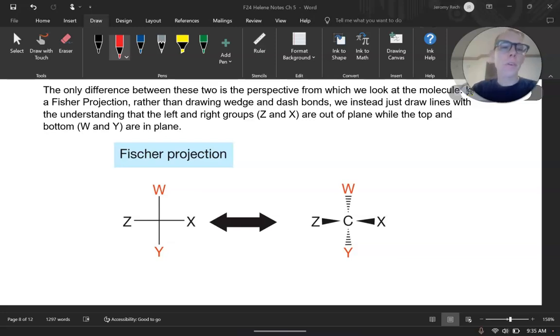In this next video, we're going to talk about this idea of a Fisher projection. Much like how a Newman projection was just a different way to look at a molecule, so is a Fisher projection. A Newman projection was looking along a direct bond, like a carbon-2, carbon-3. A Fisher projection is going to be looking at something almost like from the top.